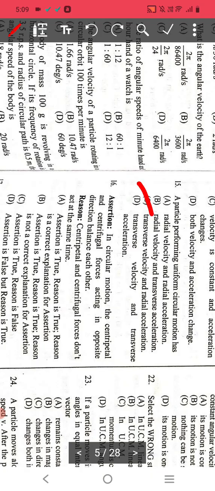Question number 16. What they have asked is, in circular motion, centripetal and centrifugal forces are in opposite direction and balance each other. What should be the answer? Centripetal and centrifugal force don't act at the same time. These are two statements. We know that centrifugal force is a pseudo force and it is only for non-inertial frames. So we can say that the assertion is wrong. And centripetal and centrifugal force don't act at the same time. It is the question of the frame of reference. It is an imaginary force. Centrifugal force is a pseudo force, it is not real, so it is only valid for a non-inertial frame. So this reason is correct. So option D is the correct one.